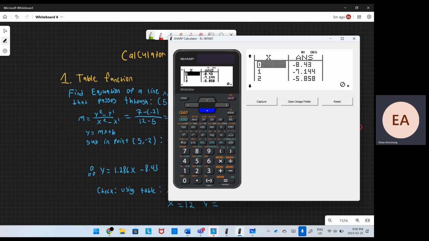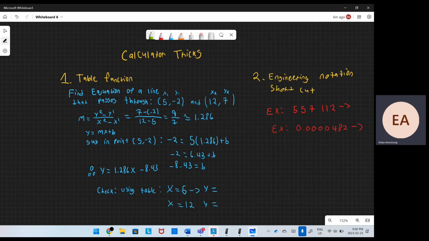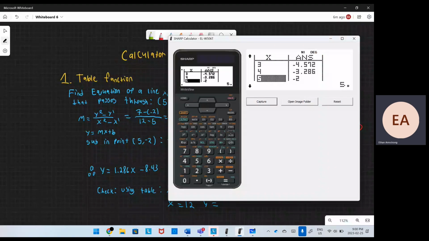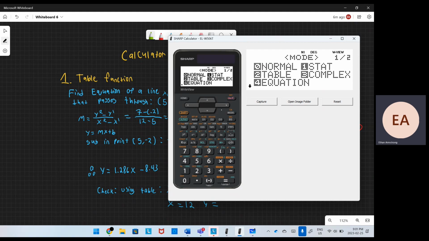So what we can do is we can check our points. At x equals 5, we should have -2. And then we had another point, I believe it was x equals 12. Oh, it's not letting me. All right, sorry. X equals 12 should have 7. There is a bit of a decimal there, but that's because we did round instead of using exact numbers. So that's how you can use the table function to check your answers to make sure that you've done the equation of the line correctly. There are some other uses for that, but that is one of them.